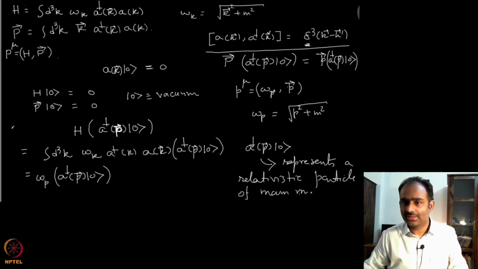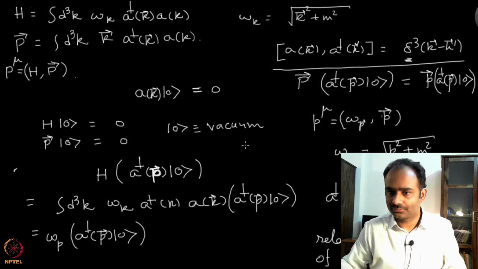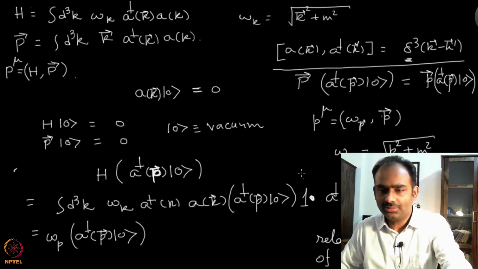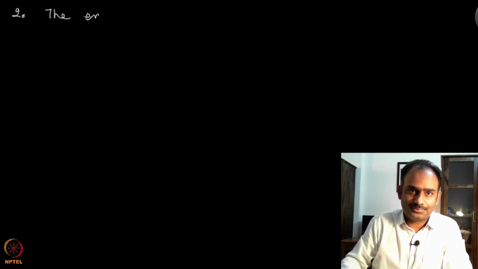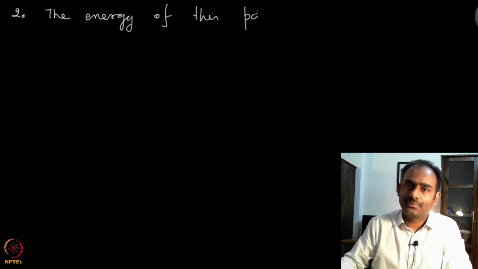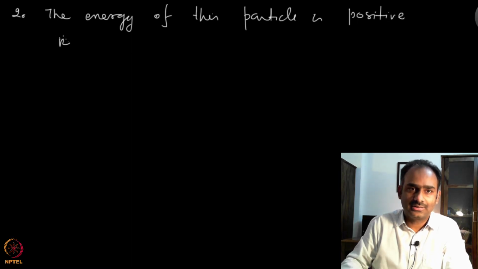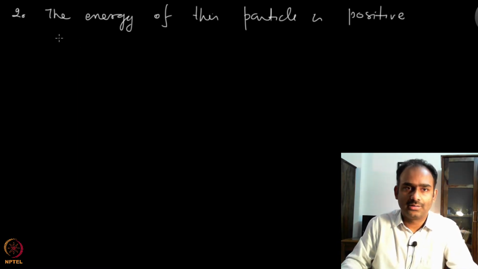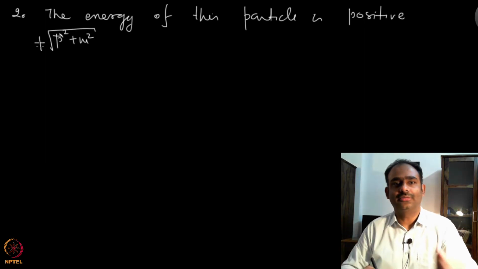Also note, that is one point, let me write down here. Also note that the energy of this state, of this particle, is positive, which is square root of p square plus m square. And we put a plus sign to emphasize that.